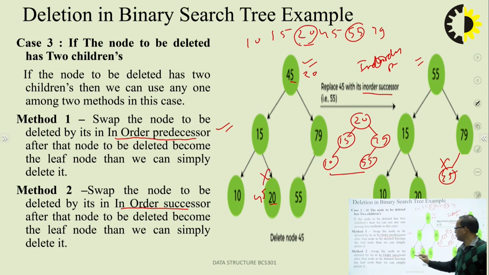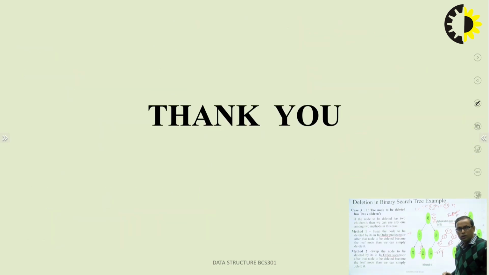In case of the second method, in-order successor, this is the tree. The in-order successor of 45 is 55. So we will swap 45 with 55. Okay, and 45 becomes the leaf node. We will delete it, and this will be the BST. Okay, thank you.